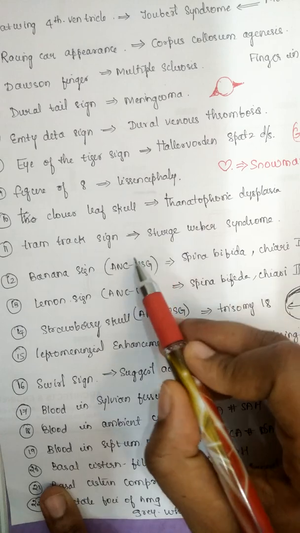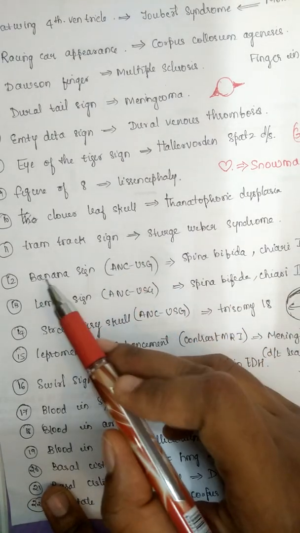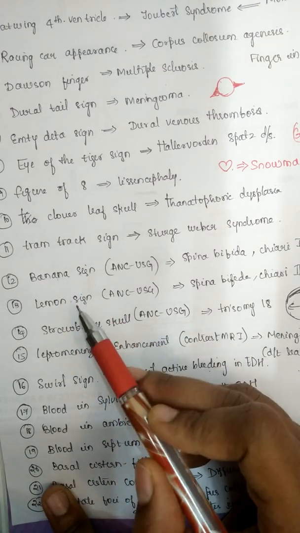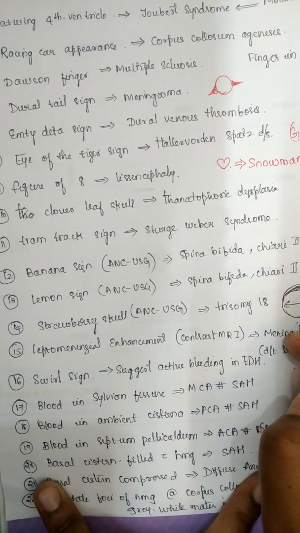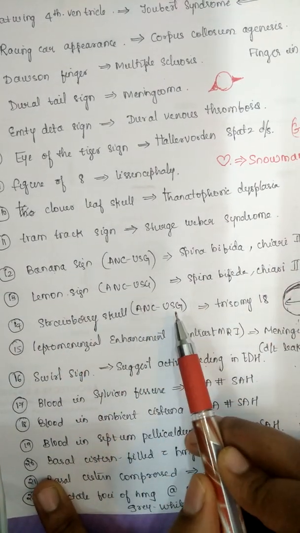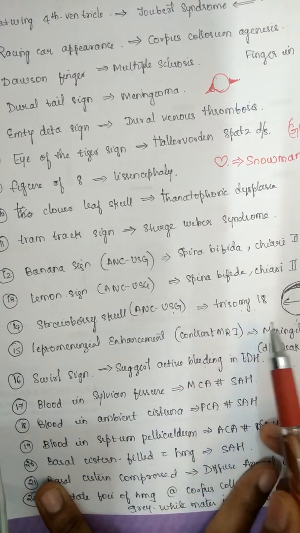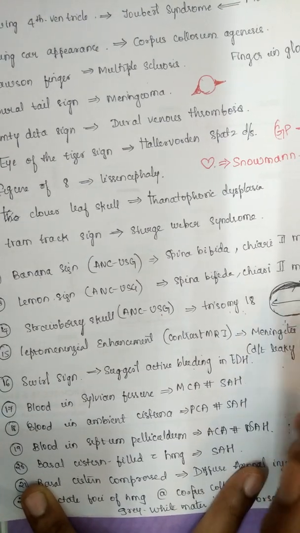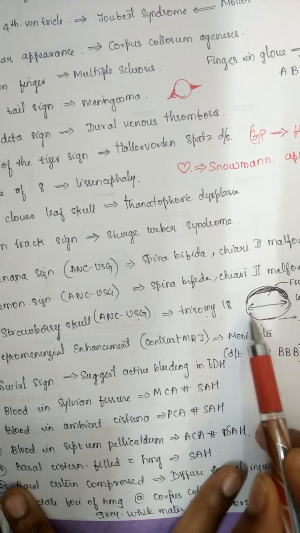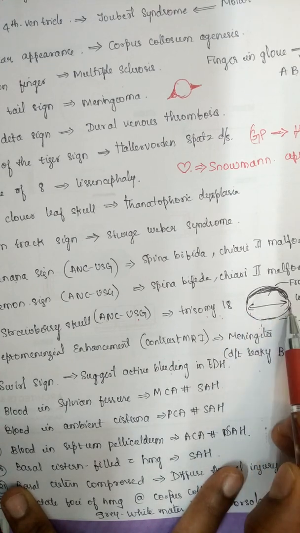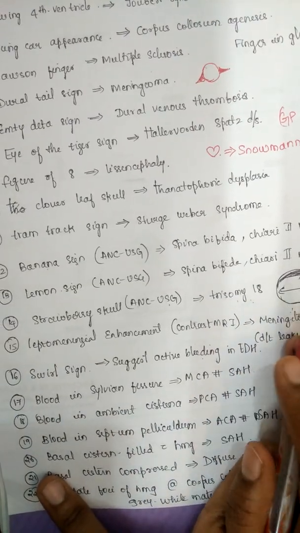Next, the antenatal USG scan can reveal a banana sign and lemon sign. Banana and lemon sign both occur in spina bifida and Arnold-Chiari type 2. And strawberry skull is seen in antenatal USG in Edwards syndrome, that is trisomy 18. In trisomy 18, the skull has a frontal bulge, the occiput is flat, and the transverse diameter is more, giving the appearance of a strawberry. So this is known as strawberry skull.